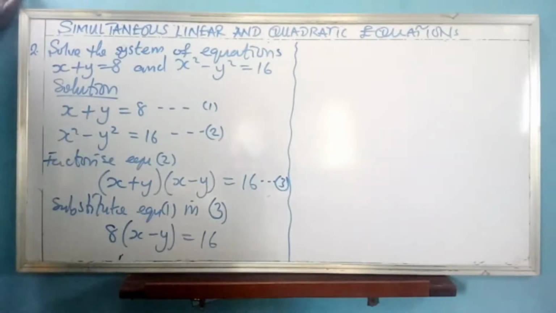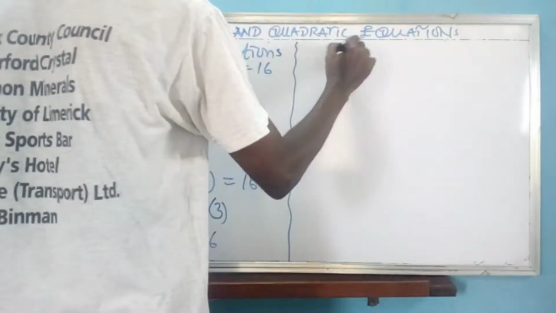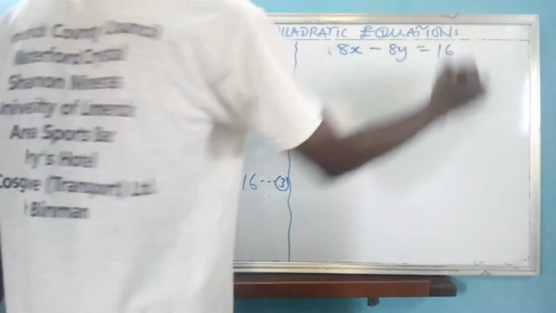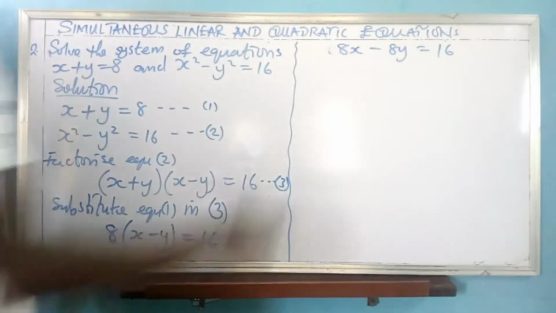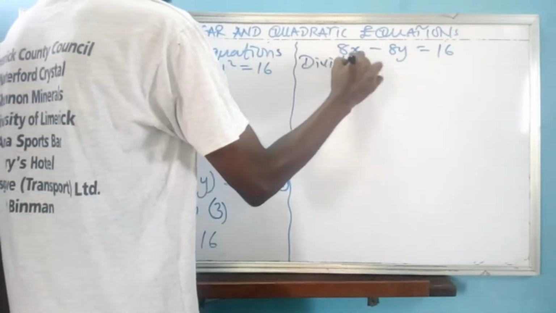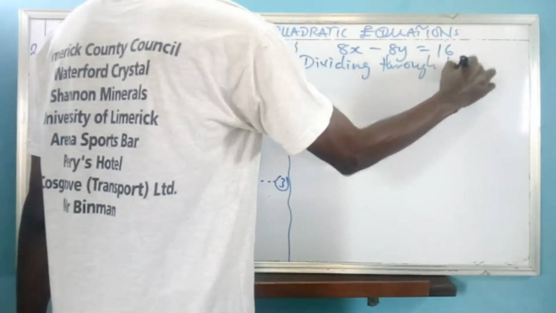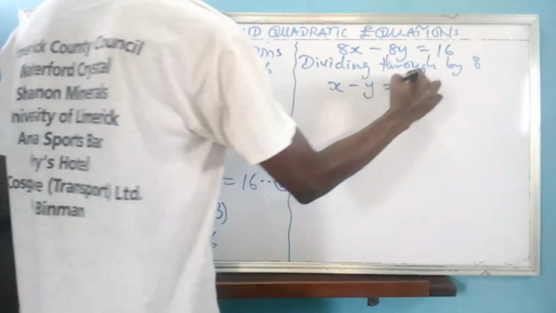We know that one. Let's open brackets. So we have 8x minus 8y equals 16. What is common across? Something is common to everything: 8. Dividing through by 8, we can have something simple. When we divide through by 8, we are going to have x minus y equals 2.